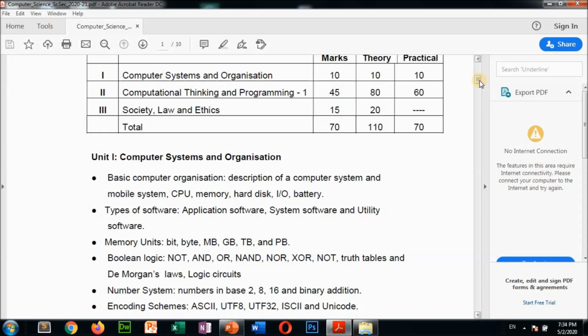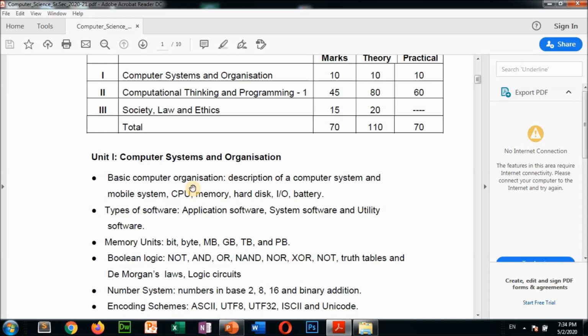Okay. So here, from the basic computer organization: description of a computer system and mobile system, CPU, memory, hard disk, input output, and battery. These are there. I think you already know all these things. These are the basics of the computer system.